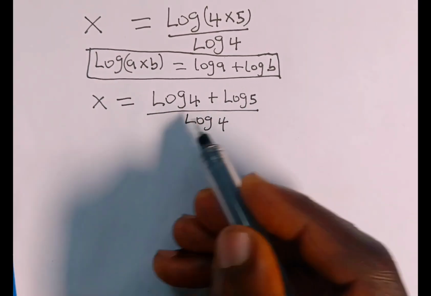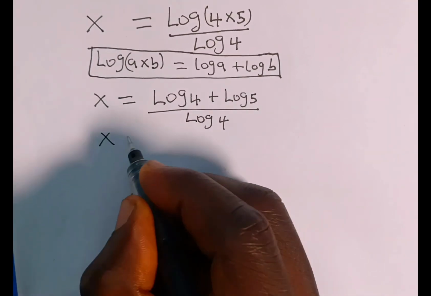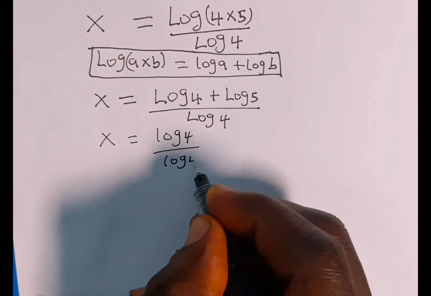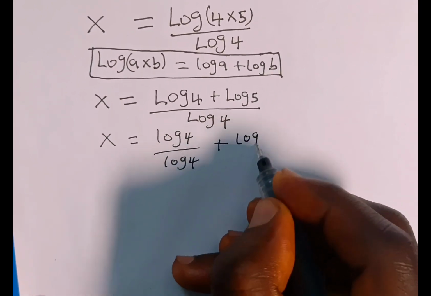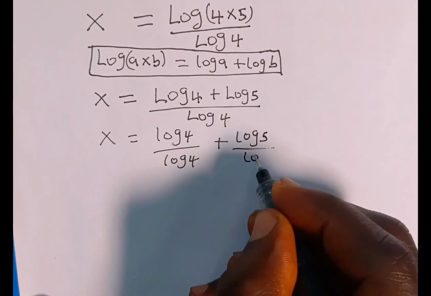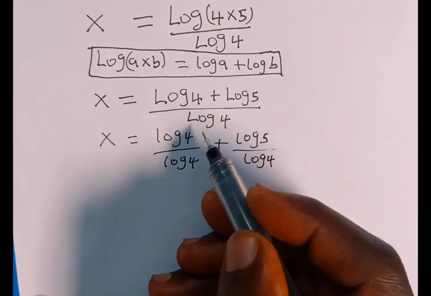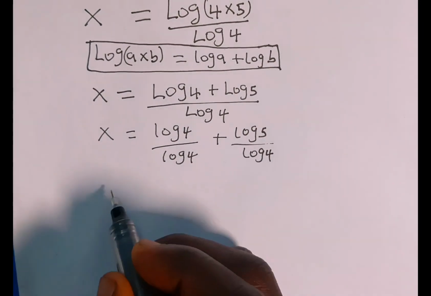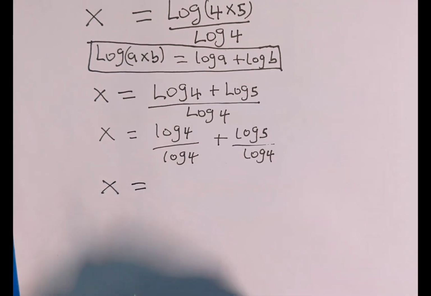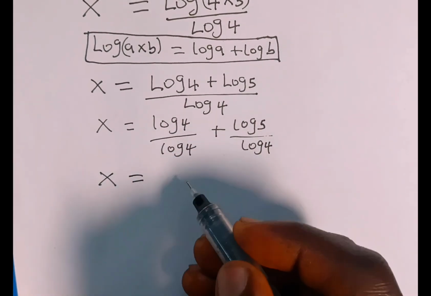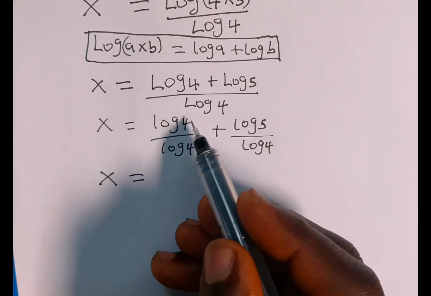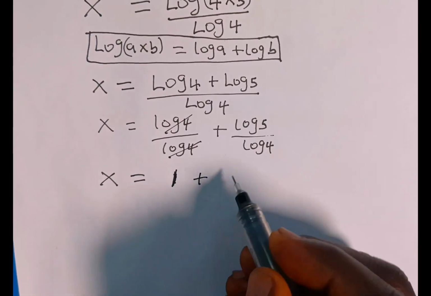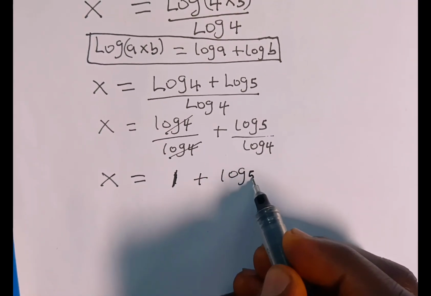Now the next step we're going to do is to split this fraction. Log 4 plus log 5 over log 4 can also be written as log of 4 over log of 4, plus log of 5 all over log of 4. Since they are sharing the same denominator, we can rewrite it this way. So x will be equal to, remember, when the same thing divides itself it is the same as 1. So log 4 divided by log 4 is going to give us 1, then plus log of 5 over log of 4.